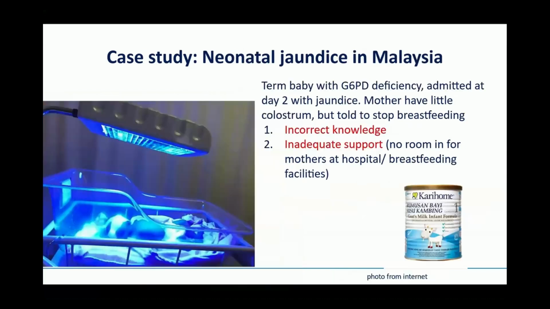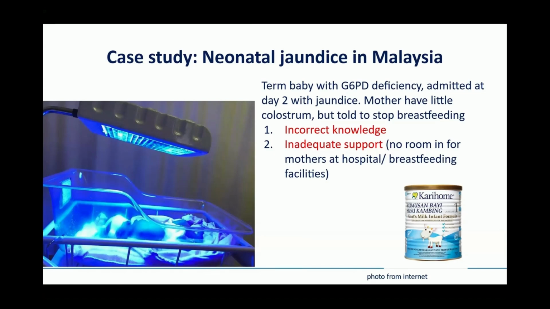Next slide, please. If we switch over to my home country, which is considered a middle income country, we also have a lot of myths. G6PD deficiency is very common in my country. For example, a term baby is born and has jaundice on day 2. In my country, a lot of mothers may have very little colostrum on day 2, but they were told to stop breastfeeding because the child has become jaundiced.